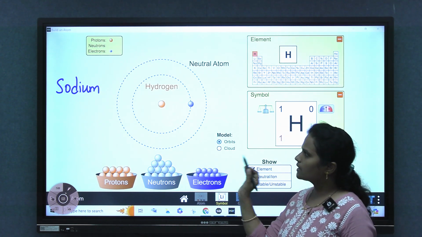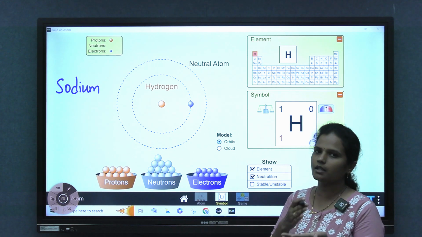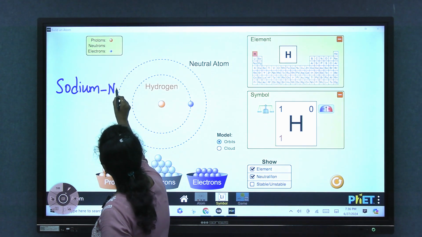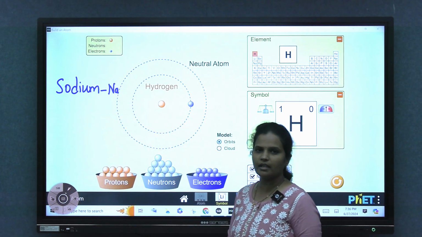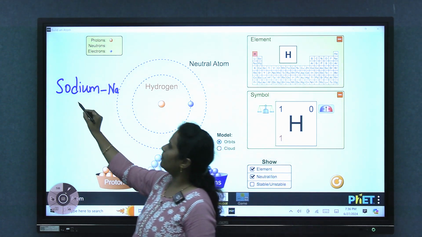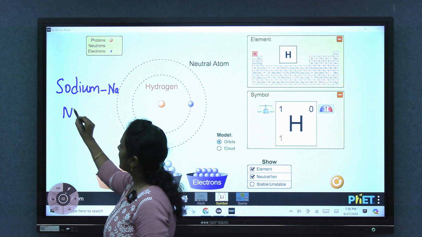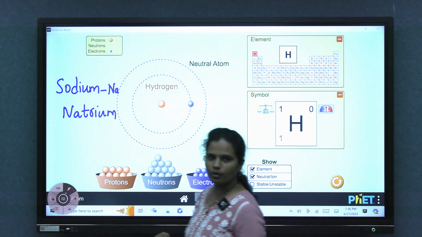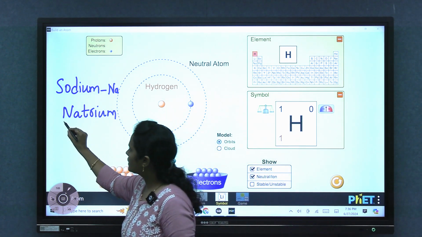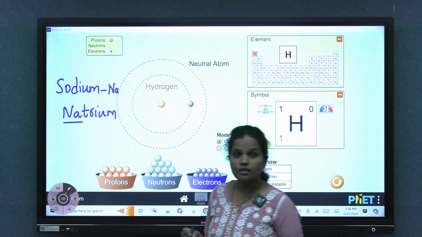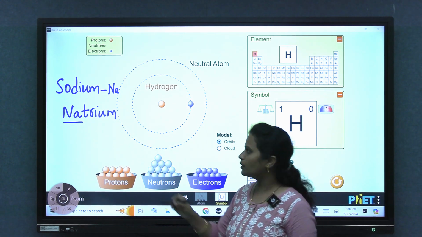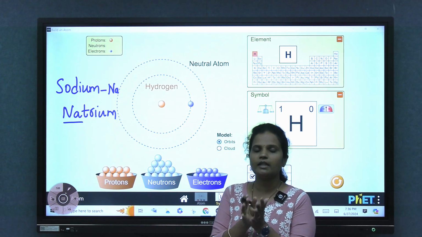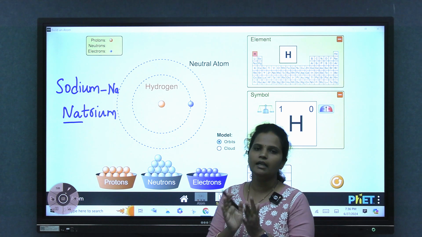Just now I told you the symbol of an element is taken as the first letter or the second letter. But here the symbol of sodium is actually Na. Why have they taken Na? What is the reason? That is depending upon the Latin name. The Latin name of sodium is natrium. So the first two letters of natrium are Na. So this Na is the symbol of sodium. So for a few of the elements, the symbol is given based upon the Latin names.